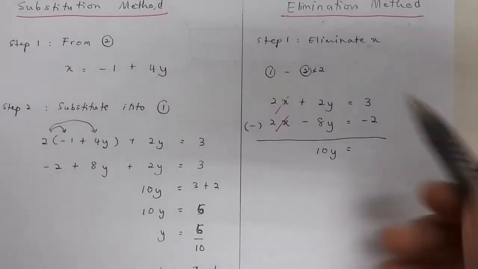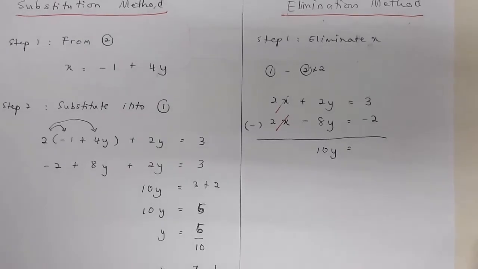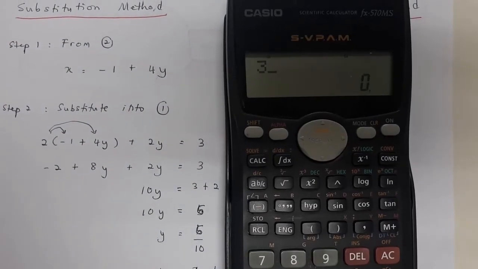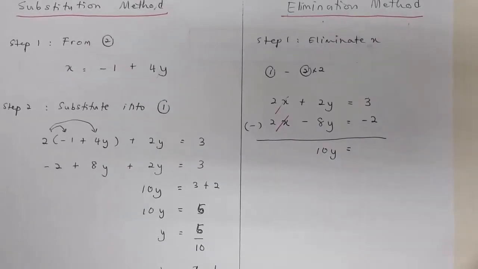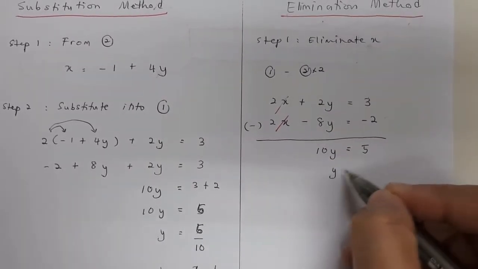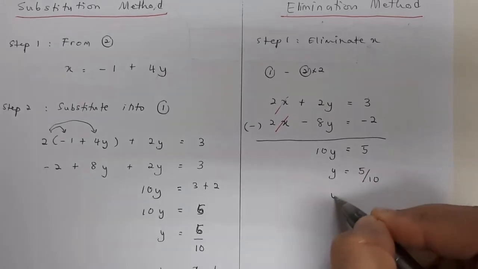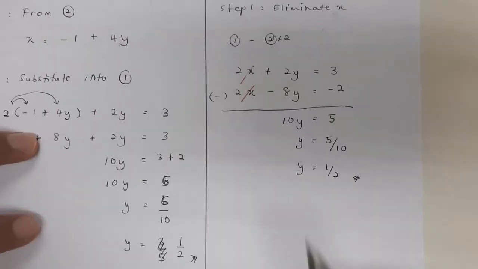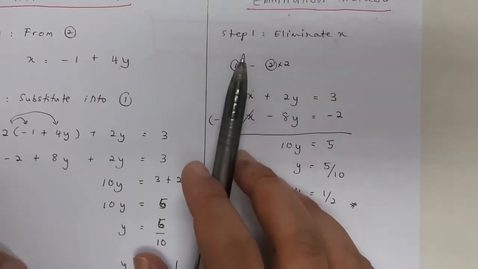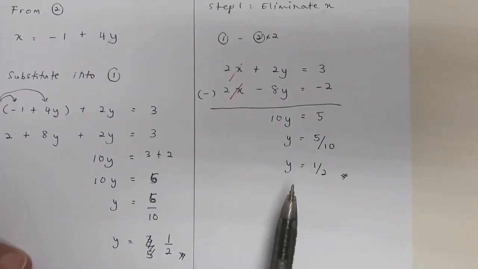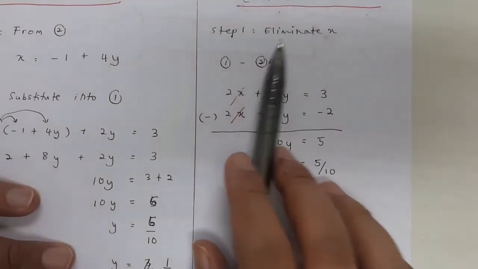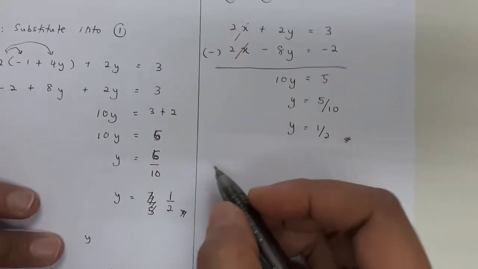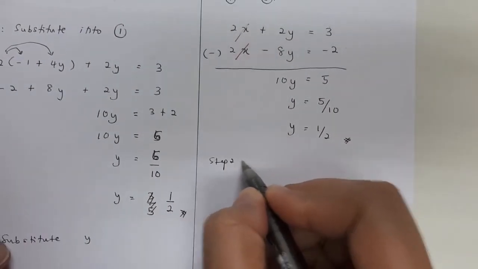10y equal 3 minus negative 2. 3 minus negative 2 equal 5. Y equal 5 over 10, so y equal 1 over 2. Okay, from the first step, we already got the value for y because we eliminated x. So second step, substitute y into one of the equations.